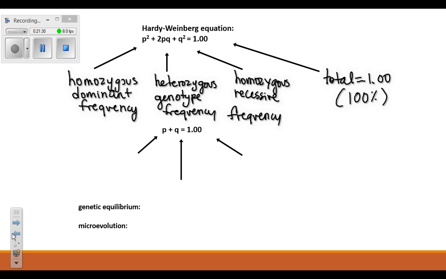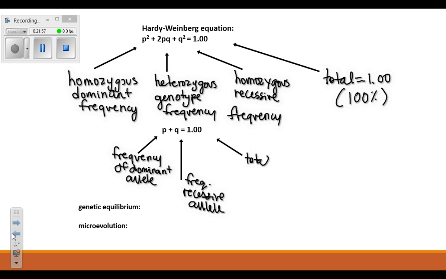Now the second thing is not on your data sheet. The second thing is the principle that I showed you earlier. This shows you that the frequency of the dominant allele, which is P, and the frequency of the recessive allele, which is Q, have to add up to 1. So sometimes a question might only tell you the frequency of the dominant allele, but you could figure out the frequency of the recessive allele because you know they have to add up to 1.